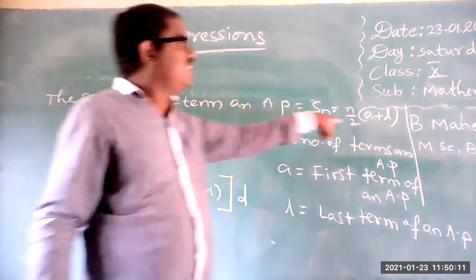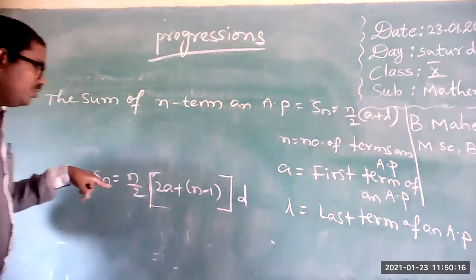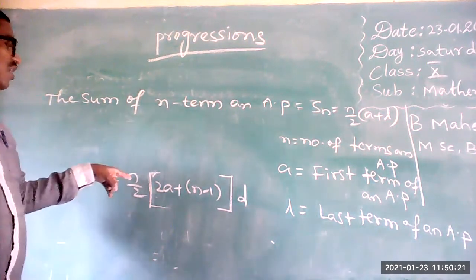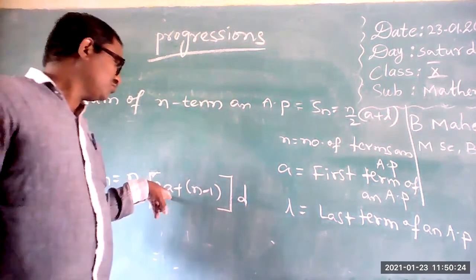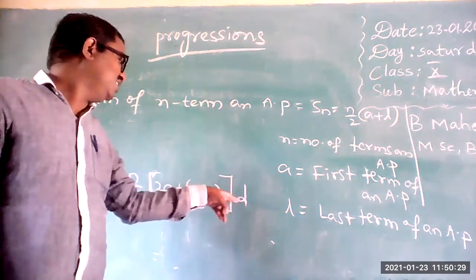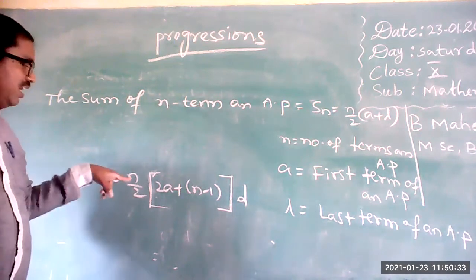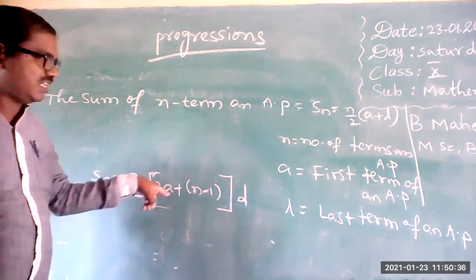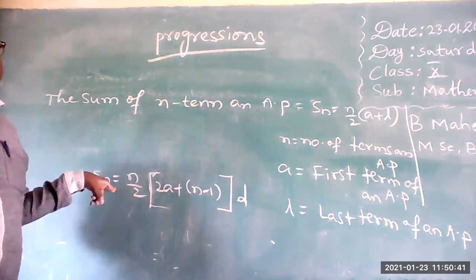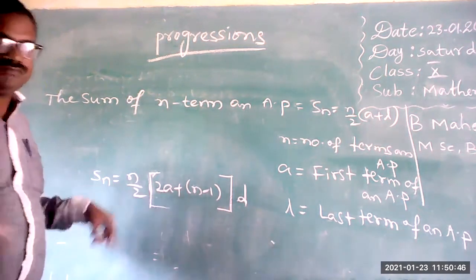When the number of terms, first term and last term are given, we use the first formula. In this formula, how many quantities are there? N, A, D: three are given, and the fourth is the sum of n terms. N is the number of terms, A is the first term, D is the common difference. So here four terms are there. If any three are given in the question, we can find the remaining one by using this formula.